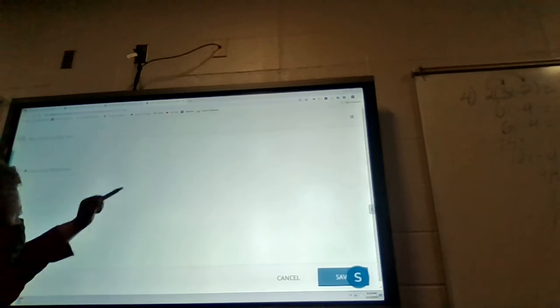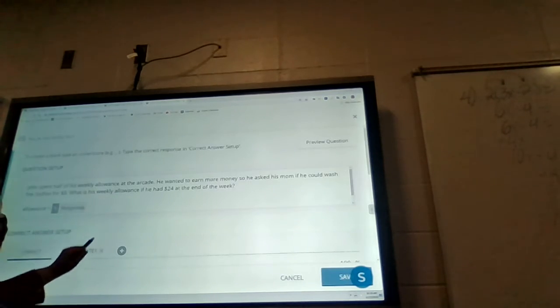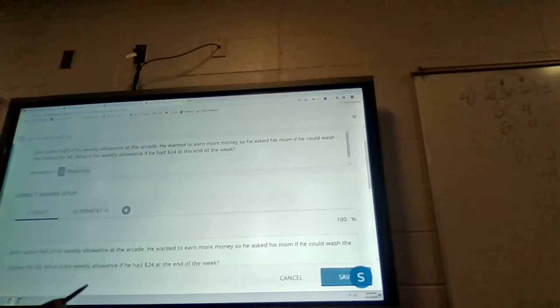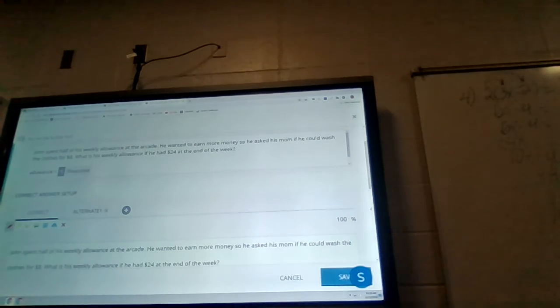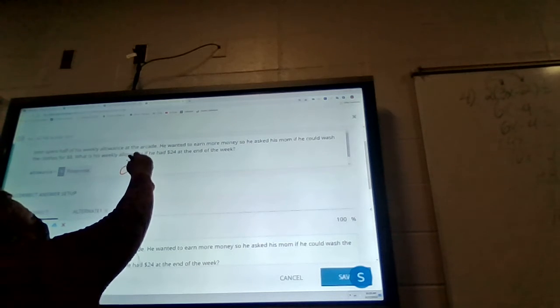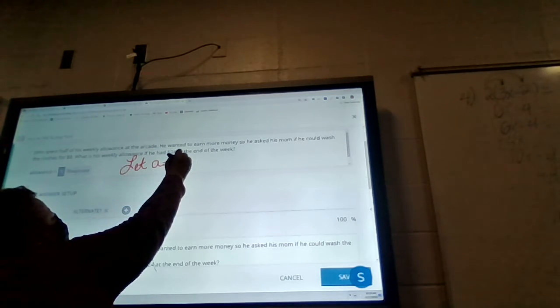This is the one that gave everybody a lot of heartache, and I was surprised because we covered it in the bell ringer that same day, but it might have been too quick. Okay, it says John spent half of his weekly allowance at the arcade. He wanted to earn more money, so he asked his mom if he could wash the clothes for $8. What is his weekly allowance if he had $24 at the end of the week? So we're going to let A equal his weekly allowance.